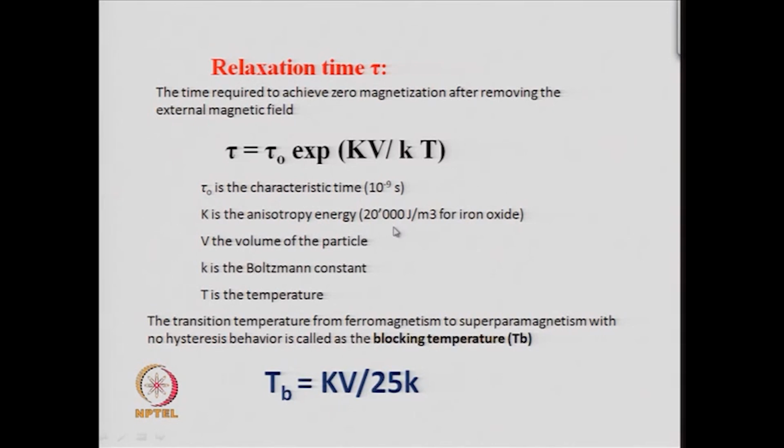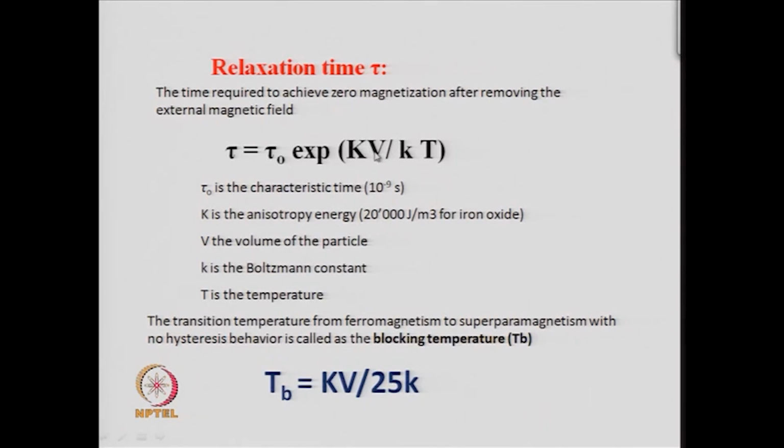And consider the anisotropy energy for iron oxide, which is a good magnetic material. If you reduce the size of iron oxide particles, make nanoparticles of iron oxide, then you can observe that it will show superparamagnetism, and it will show a relaxation time tau, which is related to this equation, where capital K has a value of nearly 20,000 joules per meter cube. That is the value of capital K, and V is the volume of the particle.